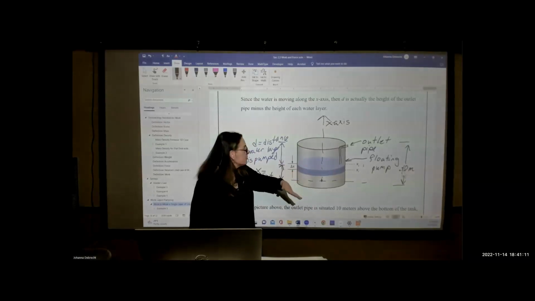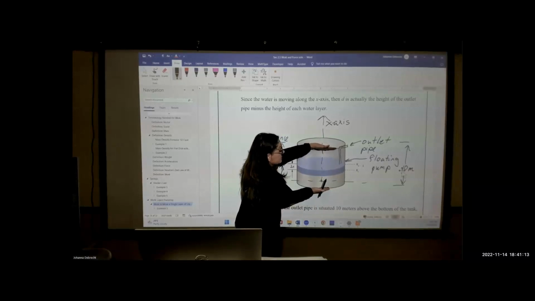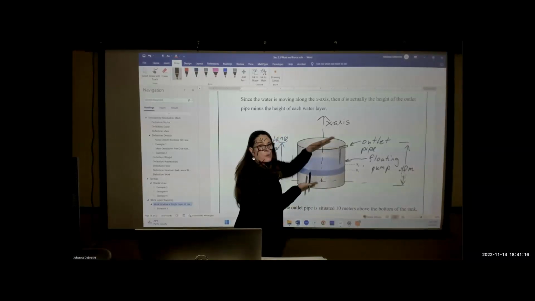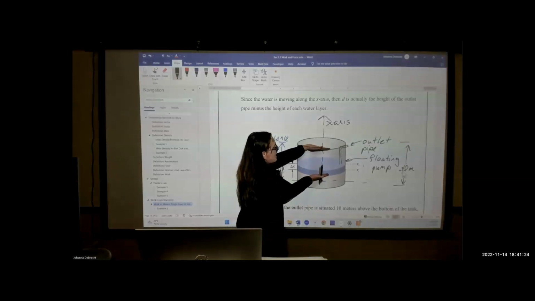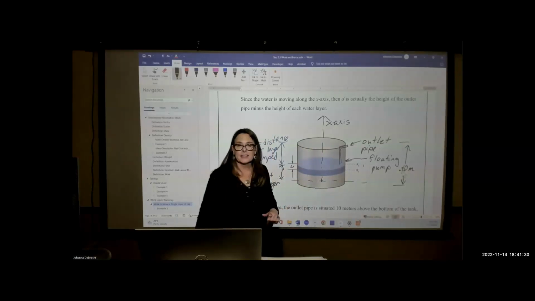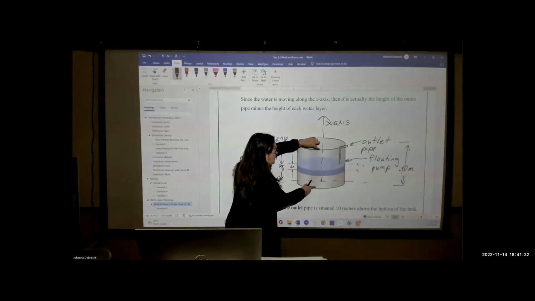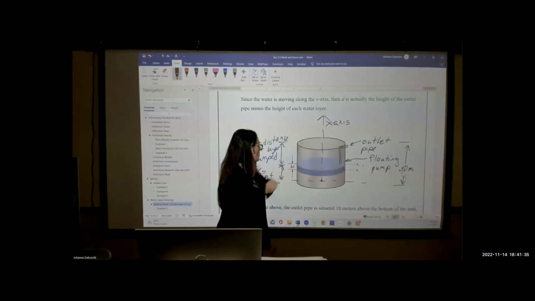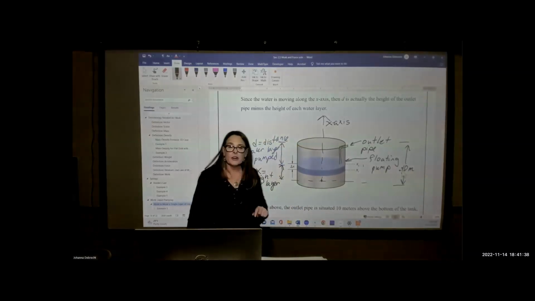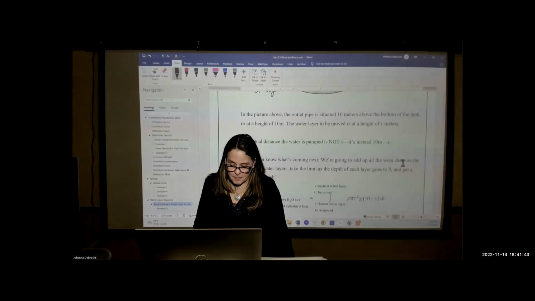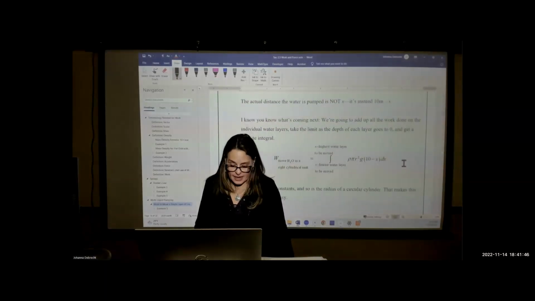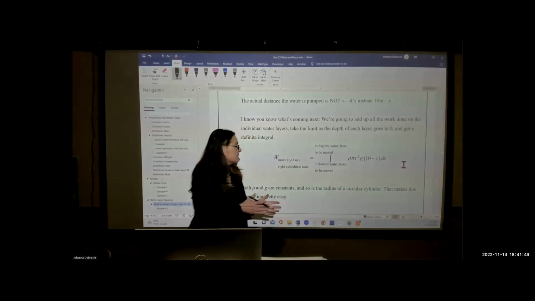Now, how far does it have to move? Well, the entire tank is 10 meters high, but the layer of water is already at height x. It doesn't need to move x. It's already at x. It needs to move what's left of the distance between 10 and x, or 10 minus x. So that would be the full distance minus this distance, which gives us that distance. So this distance right here is going to be the 10 meters minus x. All right. Make sure that you remember that it's not x. It's going to be 10 meters minus x.